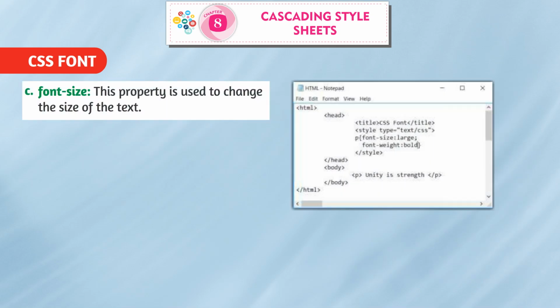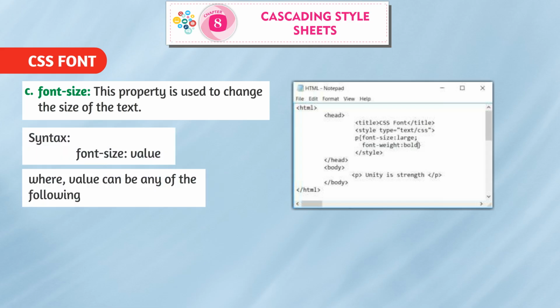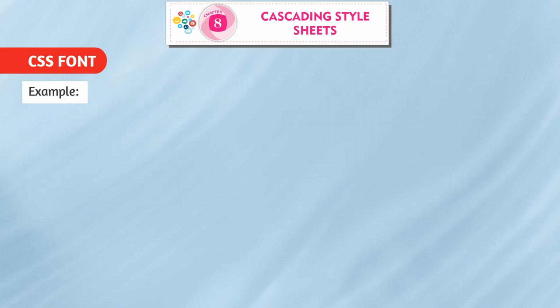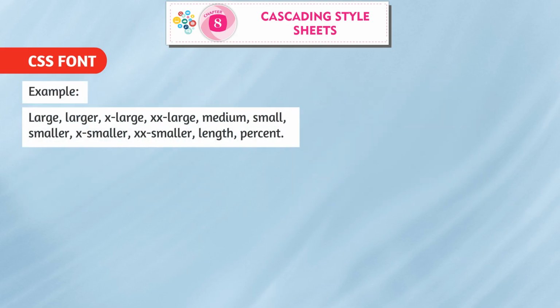C. Font size. This property is used to change the size of the text. Syntax: font-size: value, where value can be any of the following, for example: large, larger, x-large, xx-large, medium, small, smaller, x-small, xx-small, length, percent.